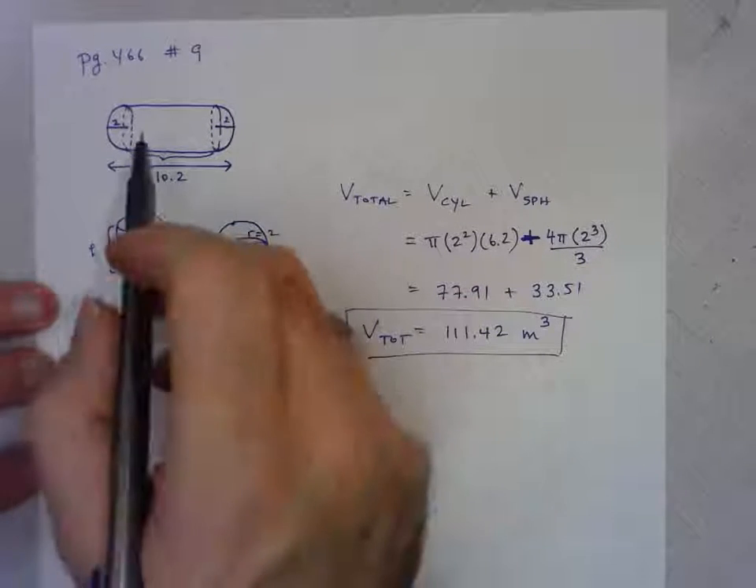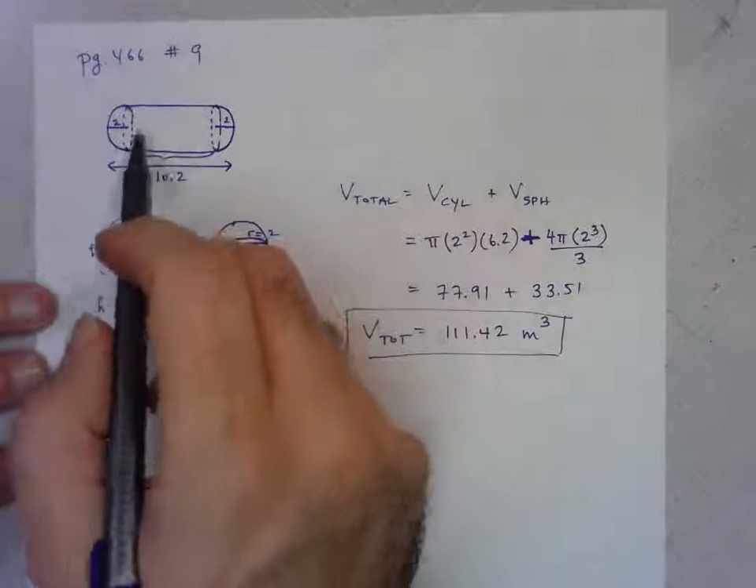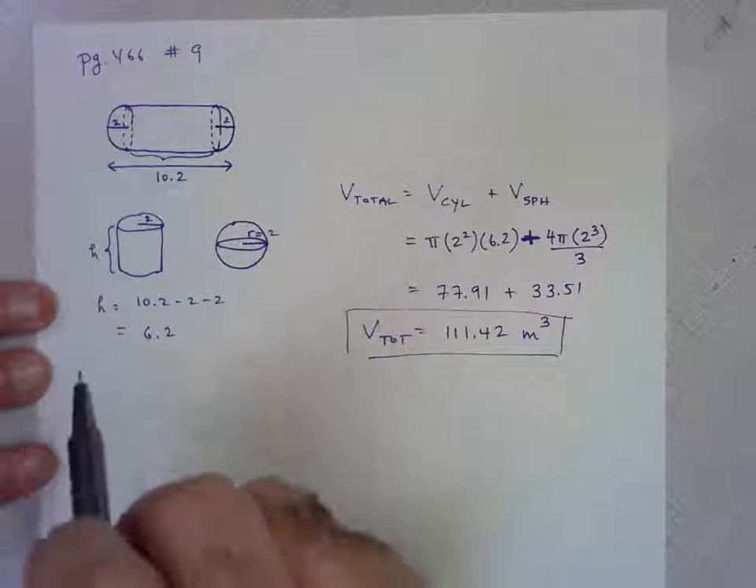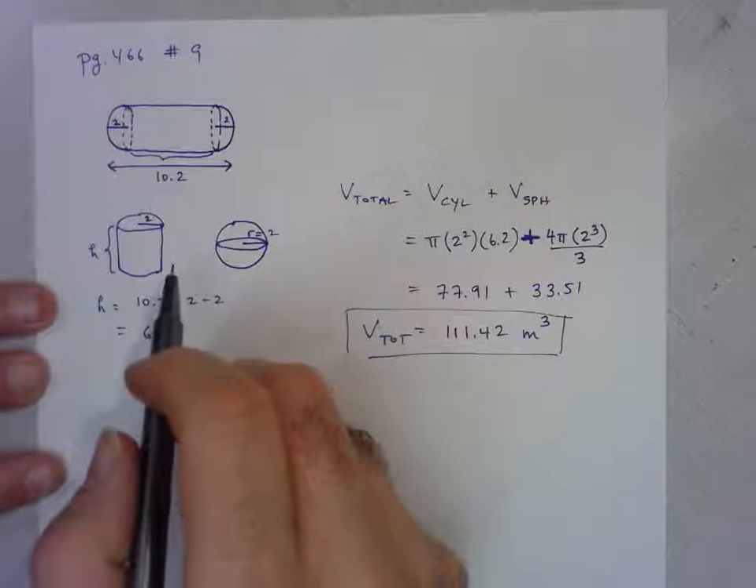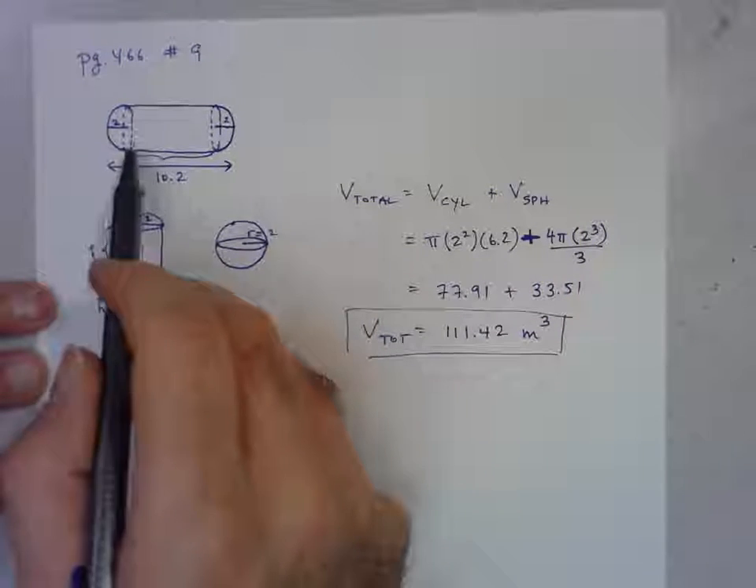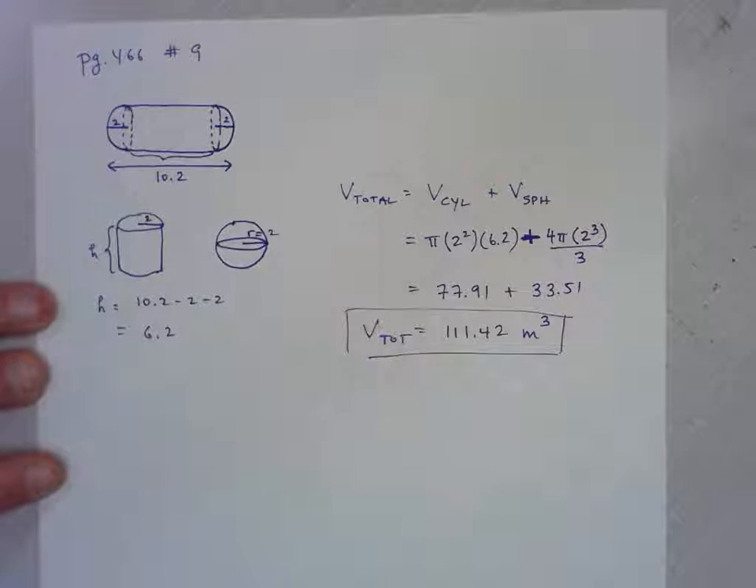Just to recap, we recognized that this shape is made up of a cylinder and two hemispheres, which I brought together to create one sphere, and then I needed to make sure that I found all the proper dimensions. The one where I had to do a bit of work was the height of this cylinder. Okay, that's it for this one.